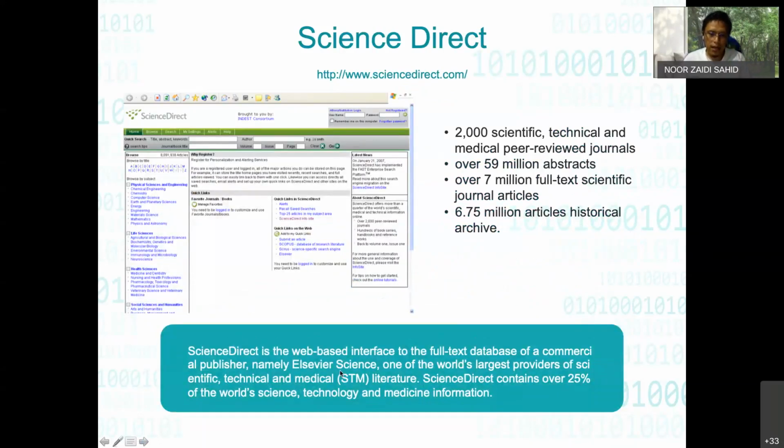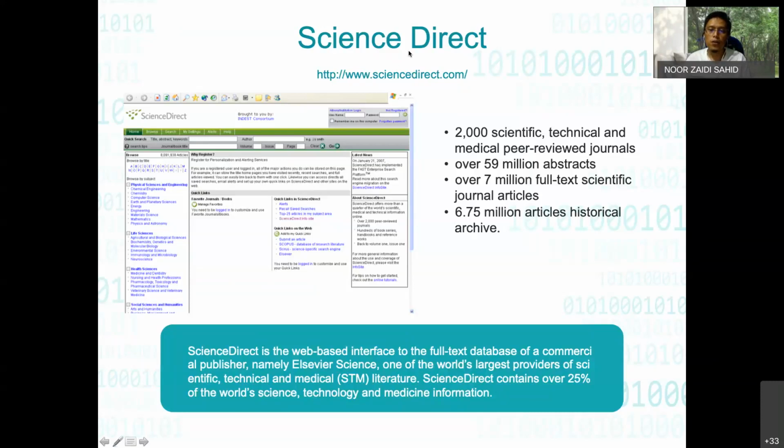And this is Science Direct. Science Direct ni you boleh access. Currently Science Direct adalah Q1 journal. Q1 journal, dia very highly ranked journal, peer review journal. Kalau kita lihat di sini dikatakan Science Direct contains over 25% of the world science, technology and medicine information. 25%. So maknanya ada berapa tu? Dia ada banyak.